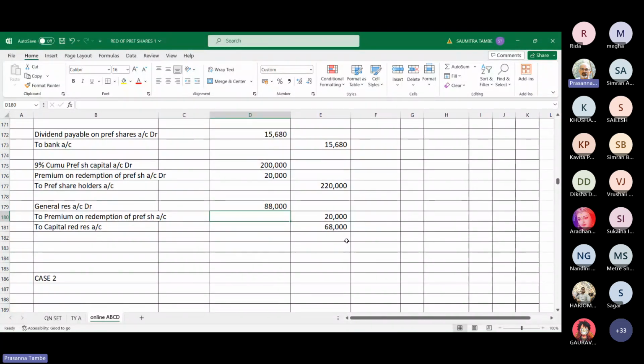Now we can pay the preference shareholders. So next entry will be preference shareholders account debit to bank account. So payment will be 2,20,000. Preference shareholders account debit to bank account 220,000 rupees.